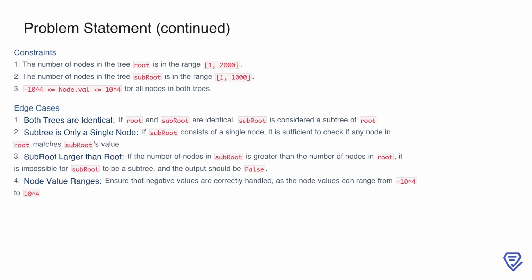An important edge case is when root and subroot are identical. In such cases, subroot is automatically a subtree of root. Another case is when subroot consists of a single node, and we need to check if any single node in root matches it. Finally, if subroot has more nodes than root, it's impossible for it to be a subtree, and the result should be false. These constraints and edge cases help define the problem clearly and guide us in creating robust solutions.